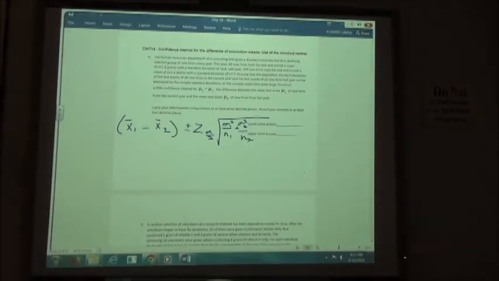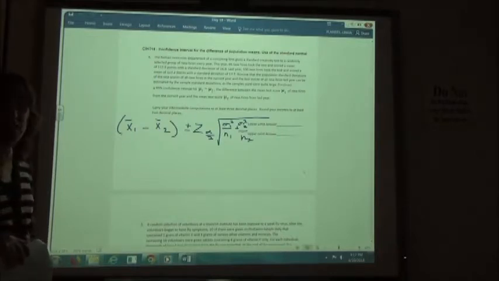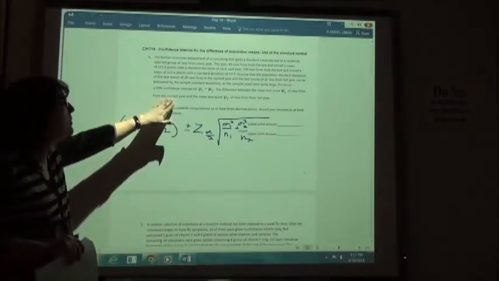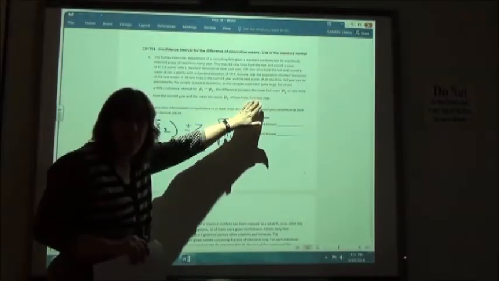Construct a 95% confidence interval for μ1 minus μ2, the difference of the mean test score of new hires of the current year and the mean test score of new hires from last year. So the current year is going to be my 1s, last year is going to be my 2s.